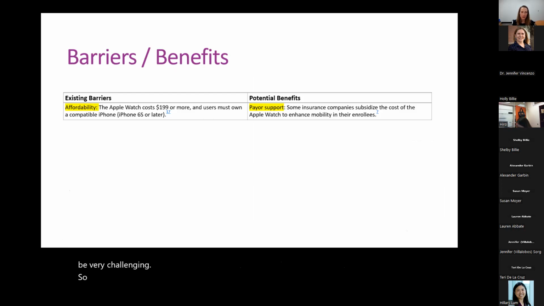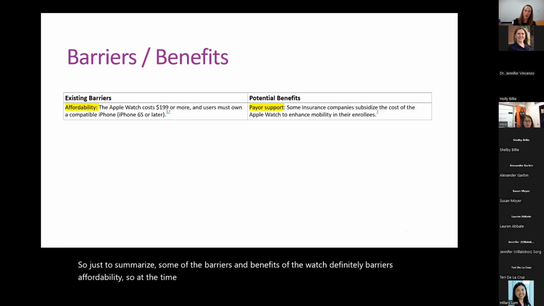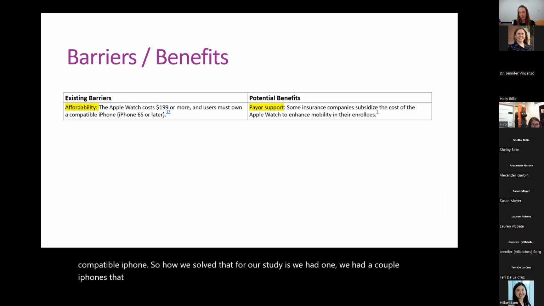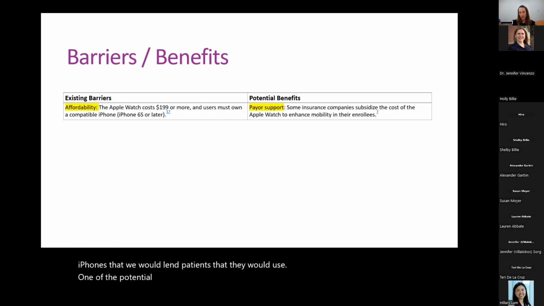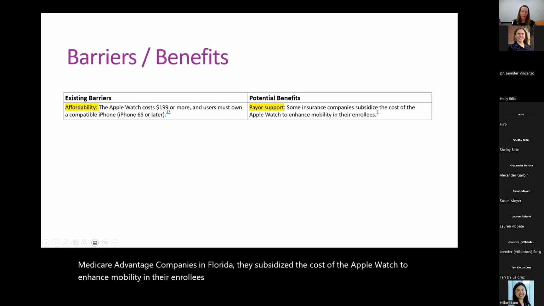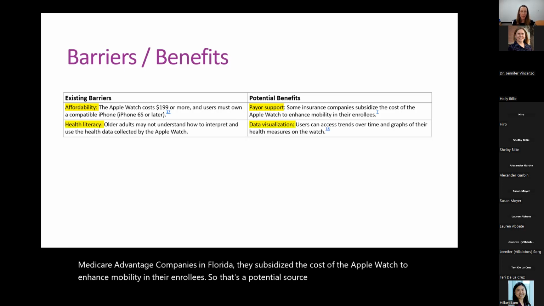So just to summarize some of the barriers and benefits of the watch, definitely a barrier is affordability. At the time, the Apple Watch cost about $200 and users had to own a compatible iPhone. How we solved that for our study is we had a couple iPhones that we would lend patients that they would use. One of the potential benefits is there is payer support. Some insurance companies, such as Medicare Advantage companies in Florida, subsidize the cost of the Apple Watch to enhance mobility in their enrollees. So that's a potential source of payment for the future.